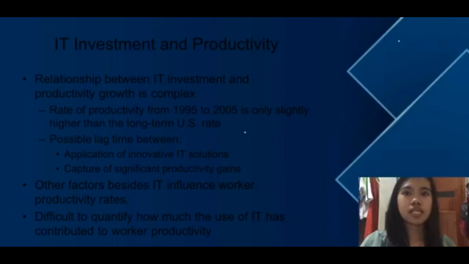Other factors besides IT influence worker productivity rates. It is difficult to determine exactly how much the use of IT has contributed to worker productivity.